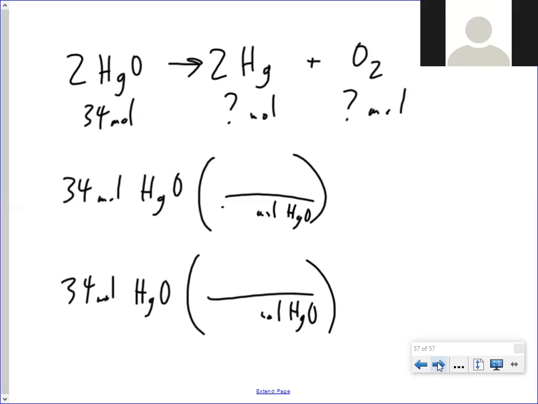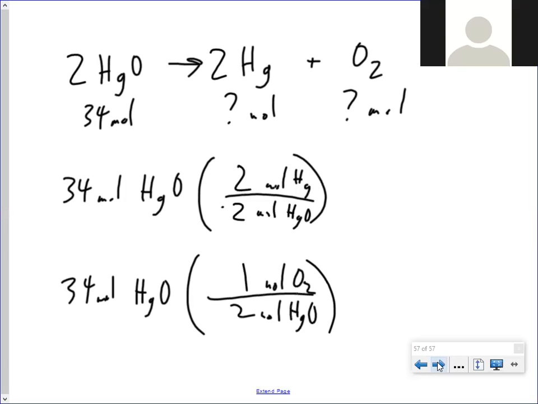And if you're talking moles to moles, which is what this is about to be, moles of HgO to moles of Hg here, and moles of H2O to moles of O2 here. When we're going moles to moles, you get your number from the balanced chemical equation. 2 moles of H2O is in the balanced chemical equation. How many moles of Hg? 2. And how many moles of O2? 1.